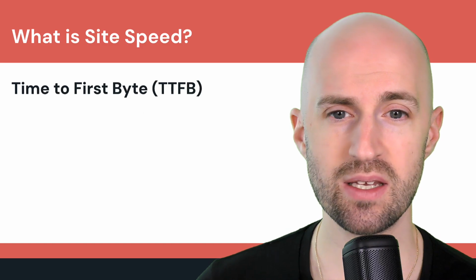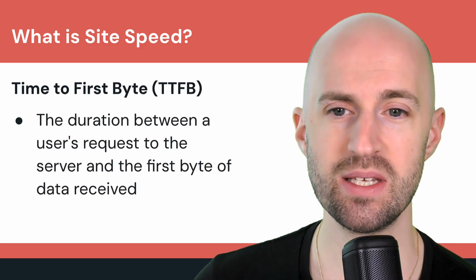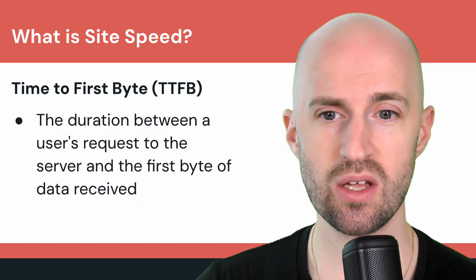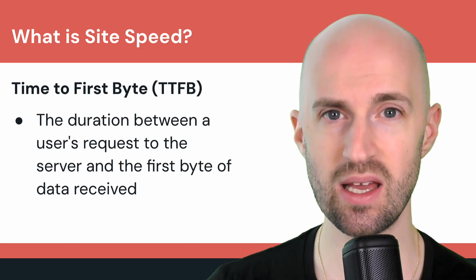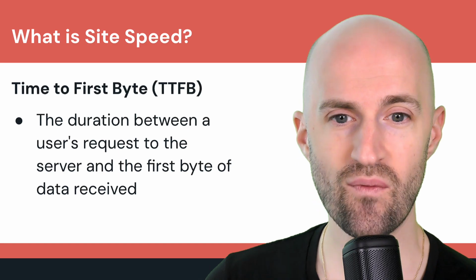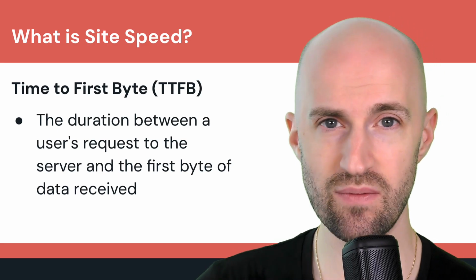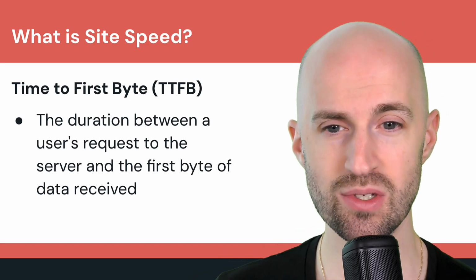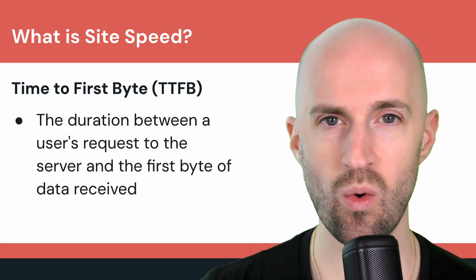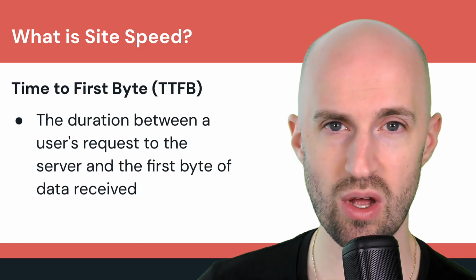Time to first byte, or TTFB, basically refers to the duration between a user's request to the server, so as soon as they click a link to visit a web page, and the first byte of data that the server sends to the browser. So the first byte could be like the first pixel or the first element that loads on that page.